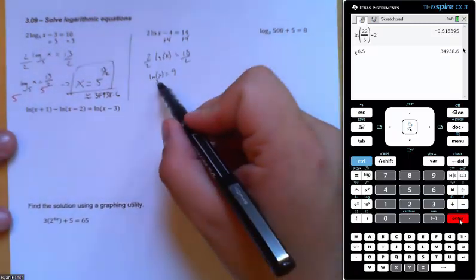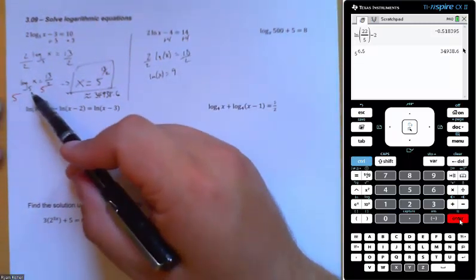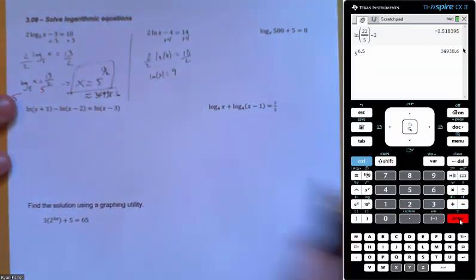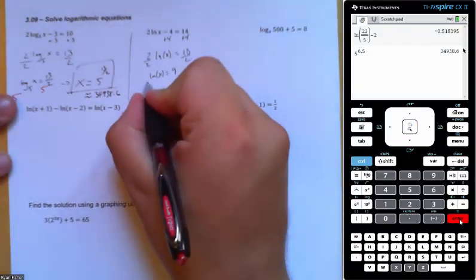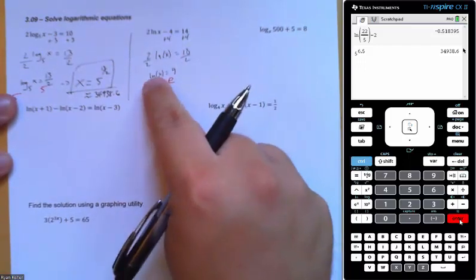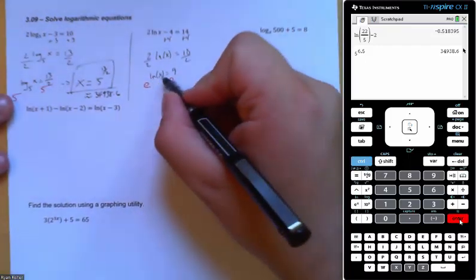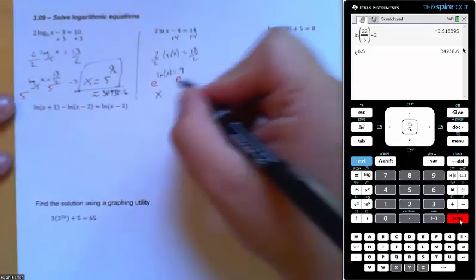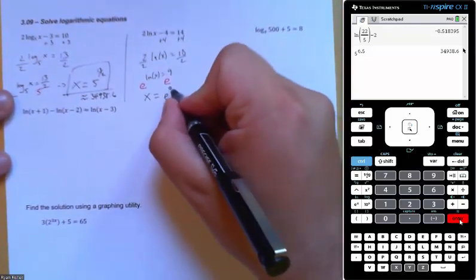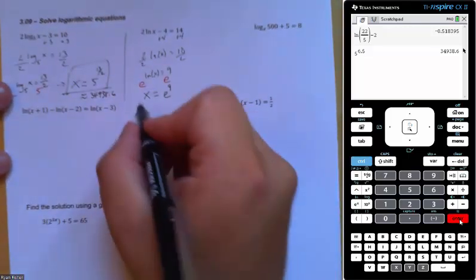So how do I undo natural log? Well, same as I did over here. I'm going to make this the exponent of the base, and the base of the natural log is e. e to the natural log of something is just whatever that inside is. That's equal to e to the 9th.